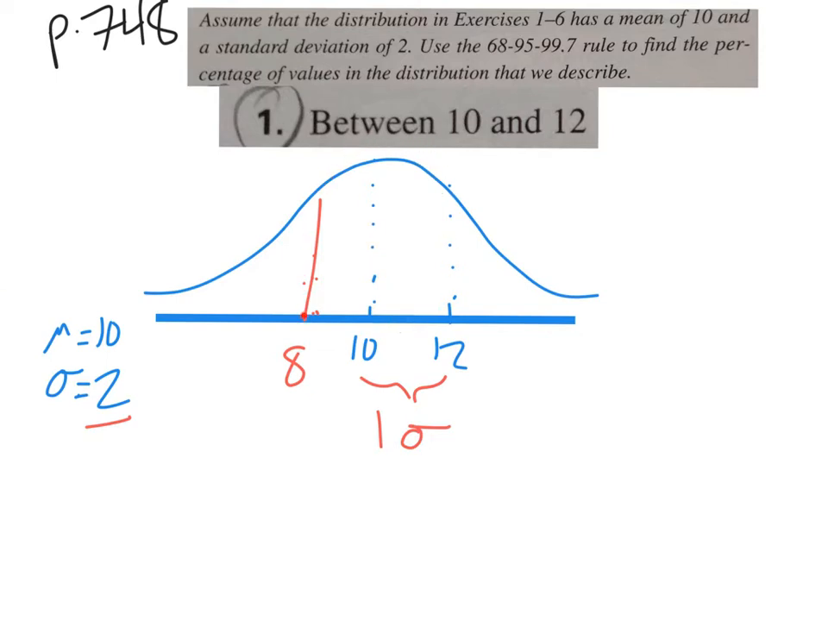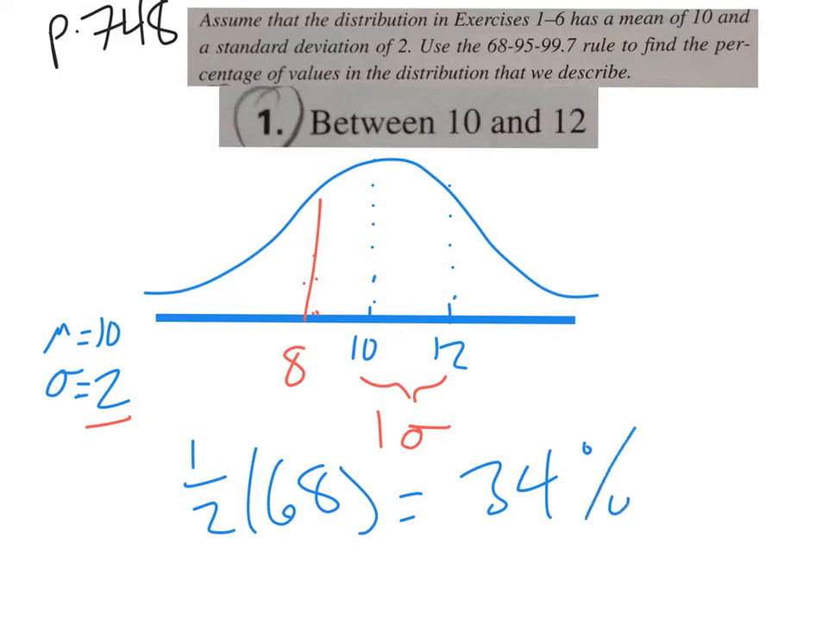So this whole range would be 68% of the data according to our rule, and we only have half of that. And since this is nice and symmetric, we know we literally have half of that. So half of 68, I will do that for you. Half of 68 equals 34. And that is our answer, right? Because since 10 to 12 is 1 standard deviation, and we only have half of our 1 above and 1 below, it's going to be half of 68, which is 34%.